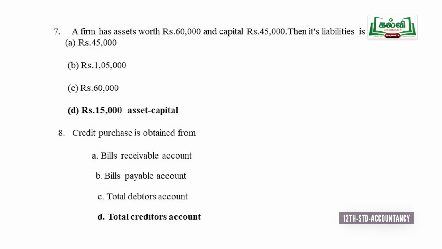Next, credit purchase is obtained only from the total creditors account. We all know bills receivable and payable accounts balances are transferred to the total debtors and creditors accounts. Total creditors account is prepared to find out the credit purchases. So, the answer is D, total creditors account.